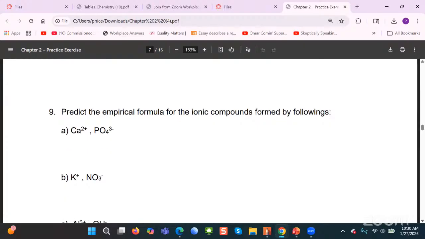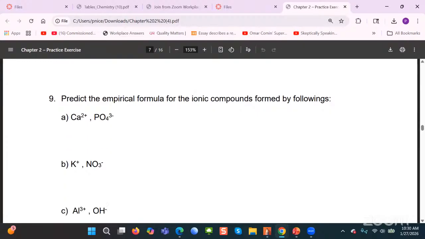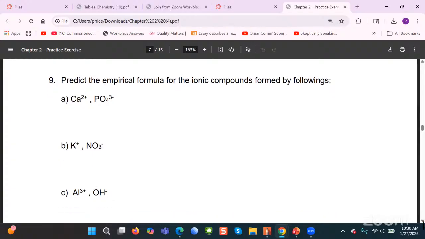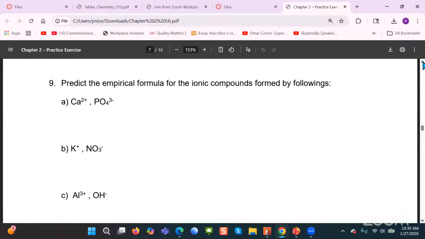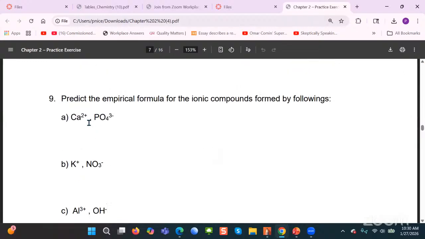And then this one here, basically is kind of similar to what we did earlier. Basically, they gave you the ions and they're asking you to write down the formulas. So I'm just going to go through one or two of them. So let's look at 9A. What do you think the formula is? Anybody?